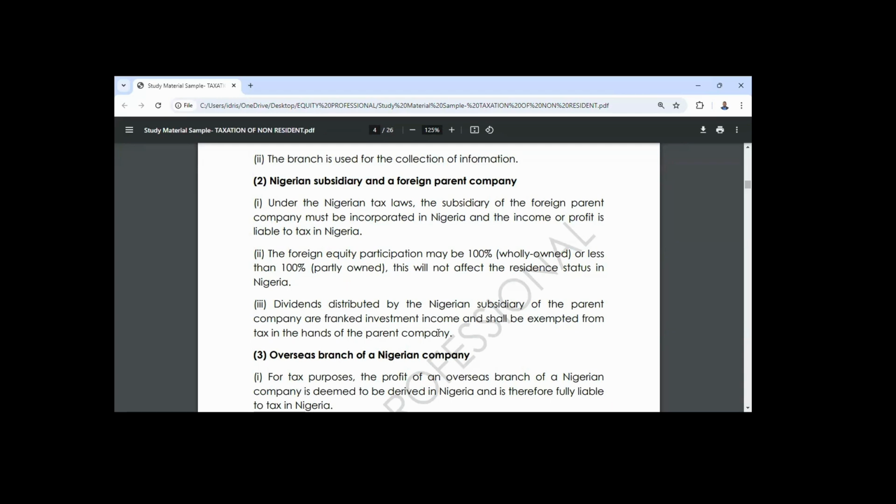Another tax implication that is not included in this material is transfer pricing. When the parent company transfers goods to the subsidiary, we are going to adopt the transfer pricing regulation issued by FIRS, the Federal Inland Revenue Service.